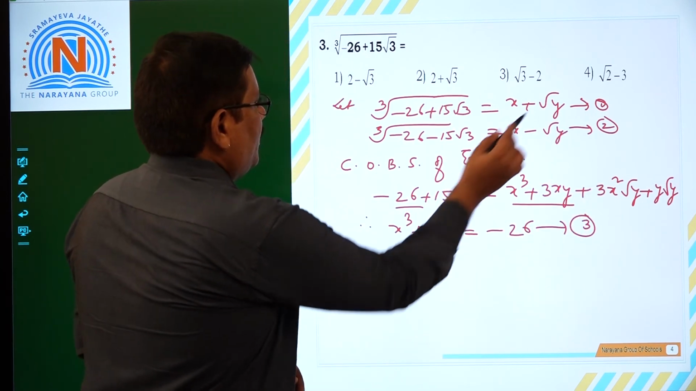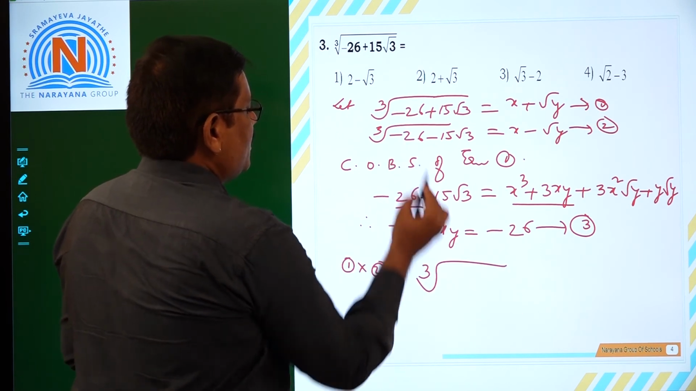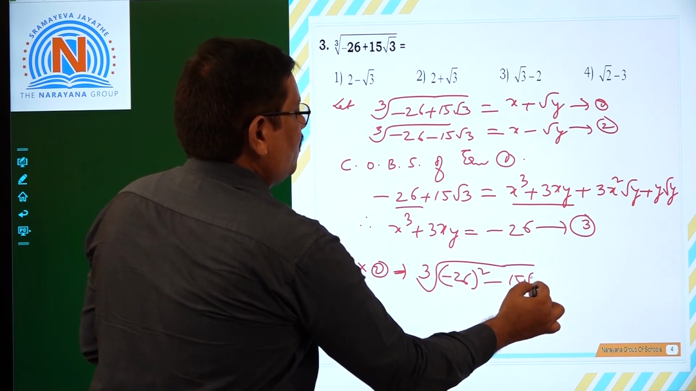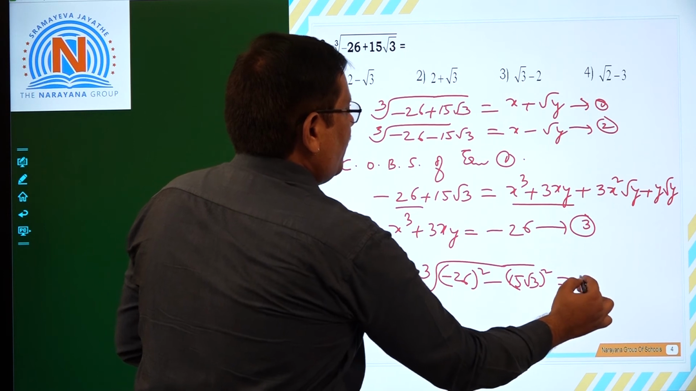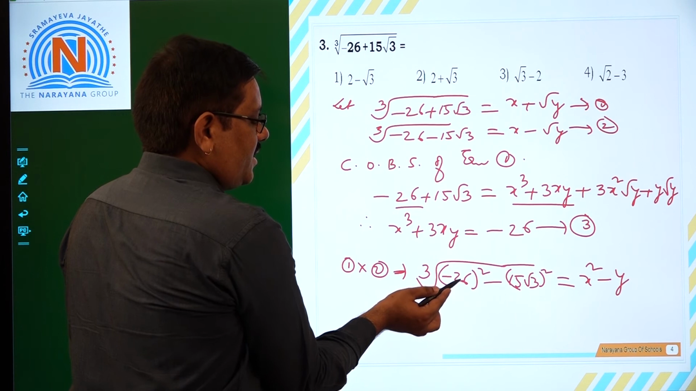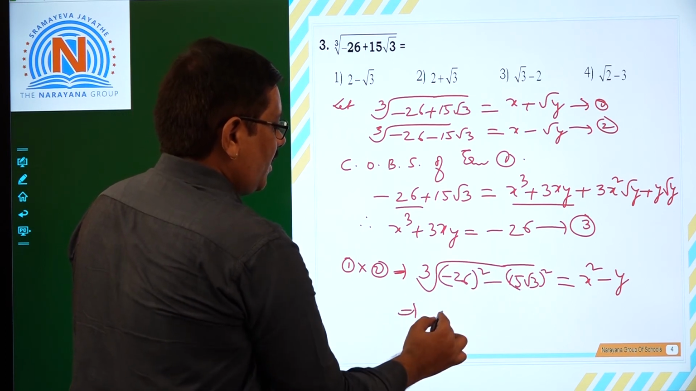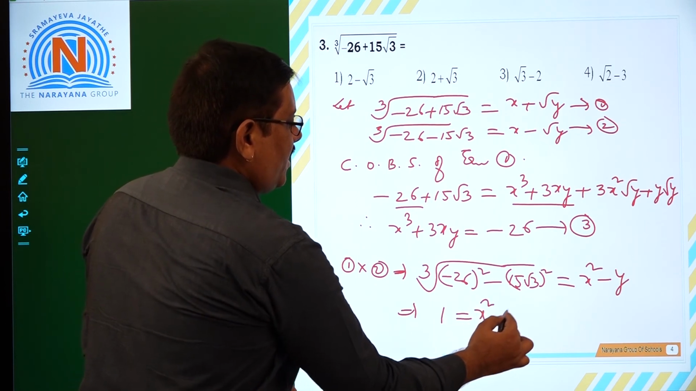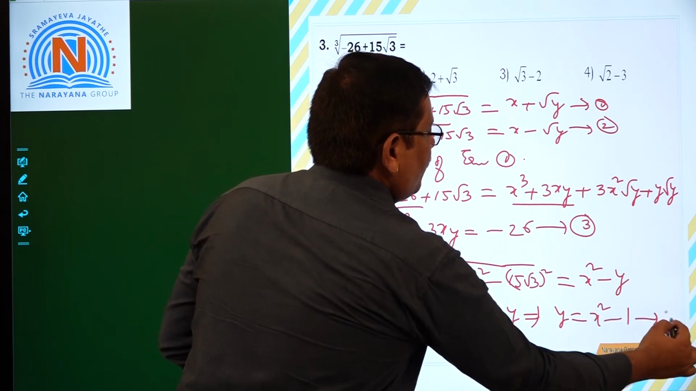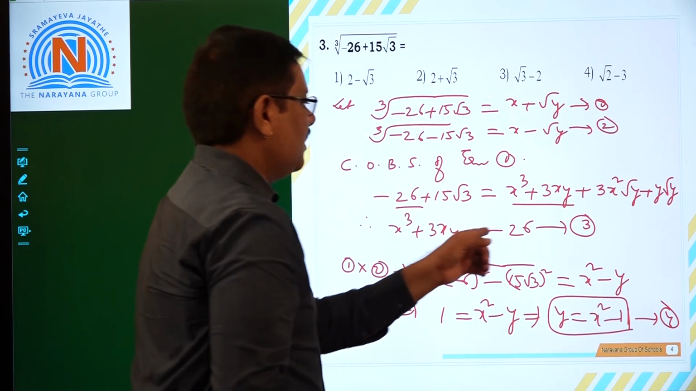Next, these two, 1 and 2, if you do 1 into 2, it implies the cube root of minus 26 whole square minus 15 root 3 whole square is going to be x square minus y. That is, 26 square is 676 minus 225 into 3, which is 675. So the result is 1 here. So 1 is x square minus y. It implies y is equal to x square minus 1 this time. This is the fourth condition.